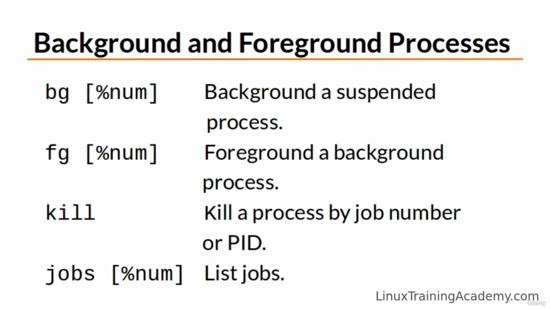To foreground a background process, type FG. Like BG, FG will operate on the current job unless you give it a specific job number. To kill a job, type the word kill, space, percent, and the job number. Kill requires that you give a job number or a process ID number. To list your jobs, type the jobs command.